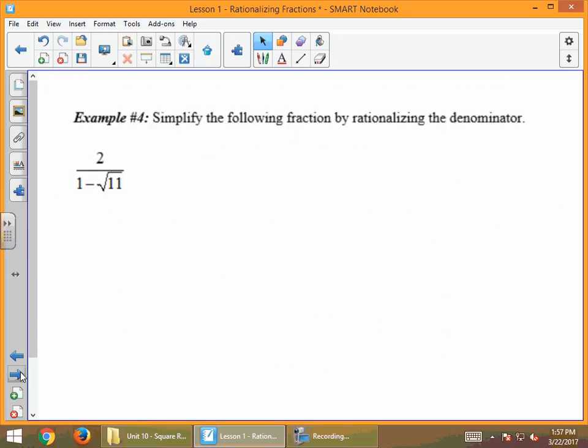We take a look at the next example. We have a radical in the denominator. We need to get rid of it. How are we going to get rid of it? What do we need to multiply the top and bottom by?